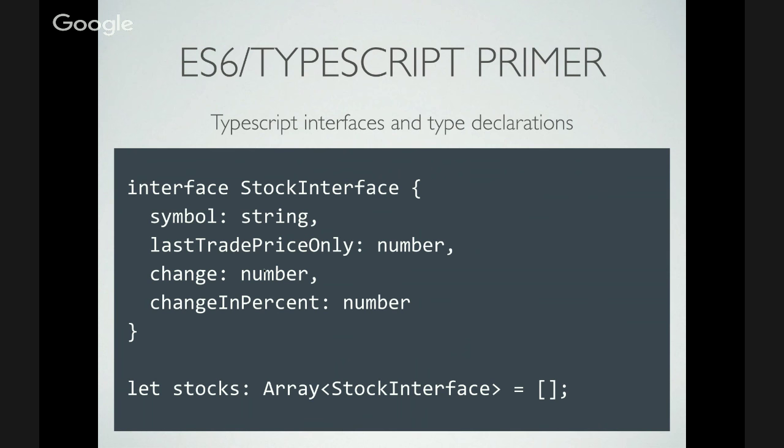But then you can do more complex things as well. So we have a stocks array here, and we can define it as an array of stock interfaces. So we could say that that array must contain only objects that conform to this particular definition of an object. And if something's passed to it that's not a stock, it will warn you and let you know, and TypeScript will throw an error.